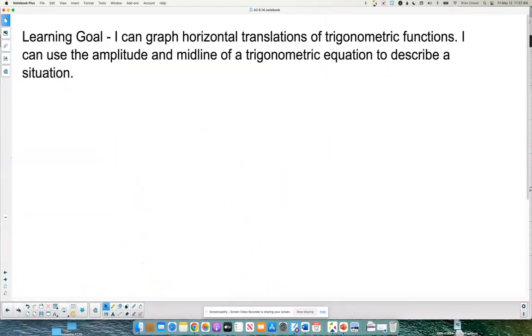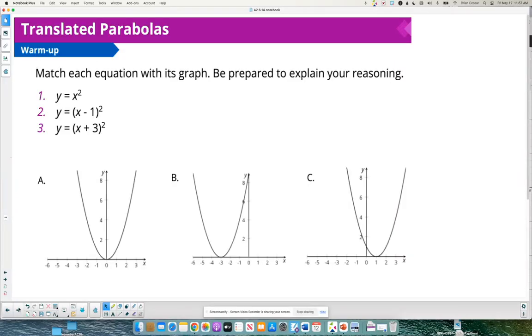So our learning goal is I can graph horizontal translations of trigonometric functions, and I can use the amplitude and midline of a trigonometric equation to describe a situation. All right, so our warm-up, take something that we've already done. We've already graphed parabolas, and we've already translated parabolas horizontally. So what they want you to do is match each equation with the right graph. Hopefully you remember enough about your transformations and particularly horizontal translations, and you can do it.